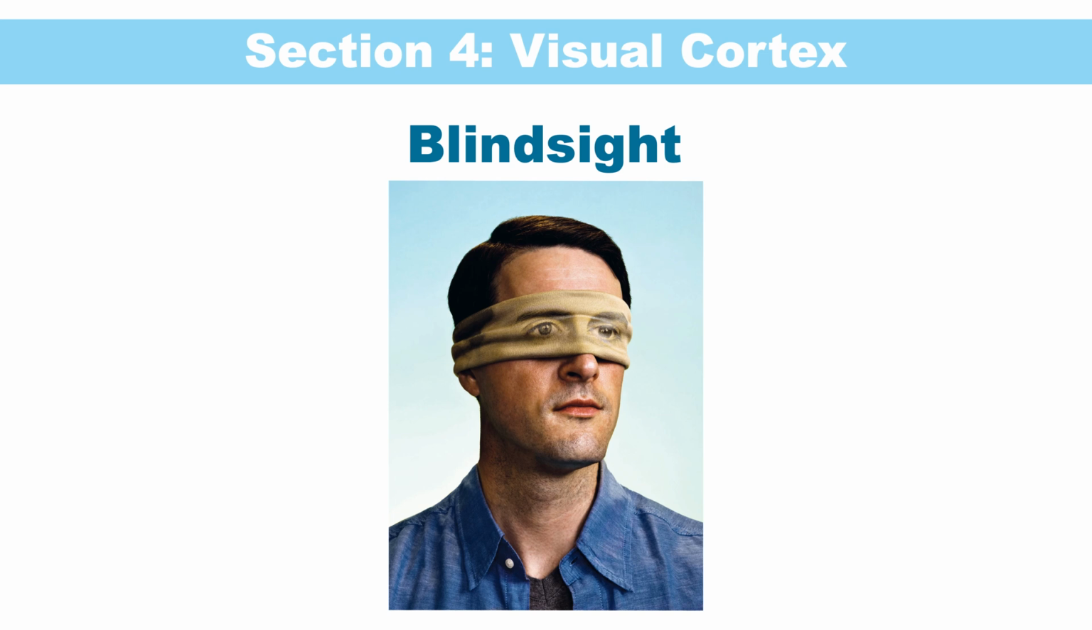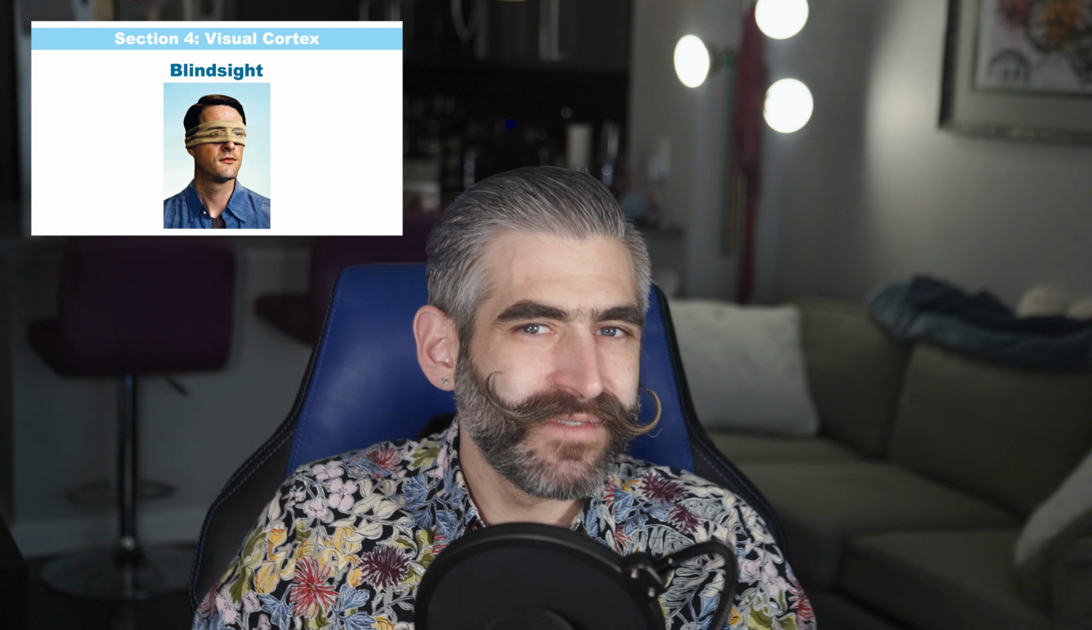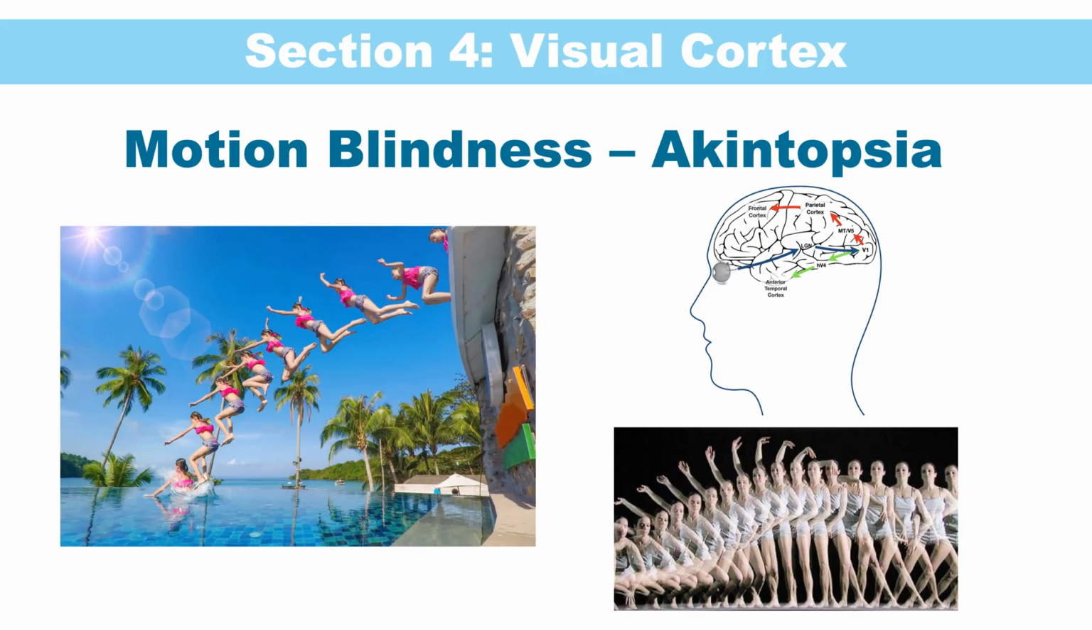Damage to specific areas of the visual cortex can interfere with visual perception in some odd ways. Take blindsight, for example. It's a condition where individuals have damage to the visual cortex, but can still respond to visual stimuli without consciously seeing things. They can navigate obstacles or guess the direction of movement, even though they have no awareness of seeing anything. Another condition impacted by damage to the visual cortex is motion blindness, or akinetopsia.